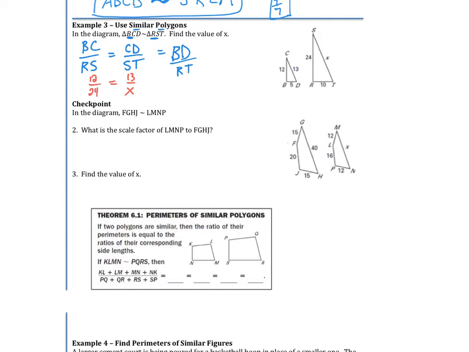So once we get a proportion, now we can cross multiply. If you cross multiply, we get 12 times X equals 13 times 24. So 12X equals 312. Now to get X, we just divide by 12. So X equals 26. And again, we got that by setting up our proportion using corresponding side lengths.